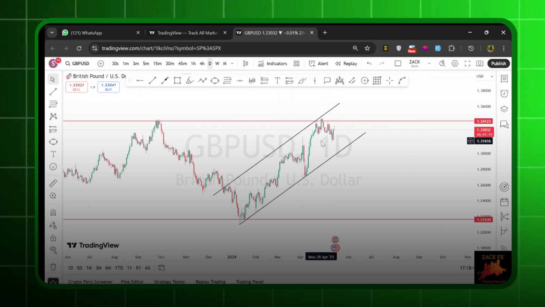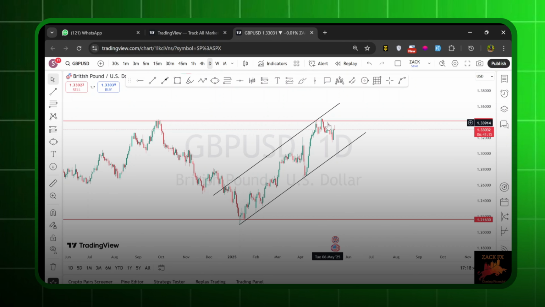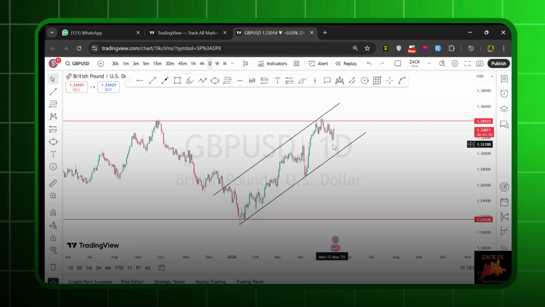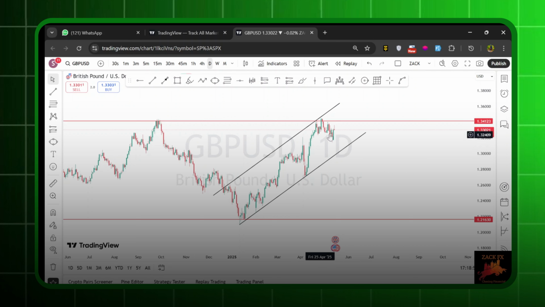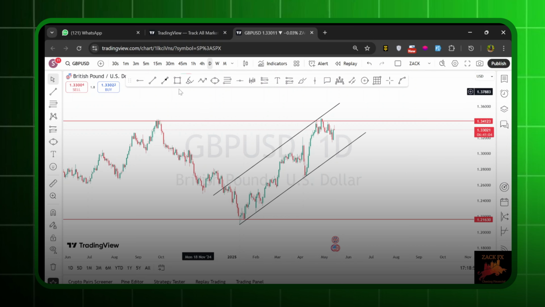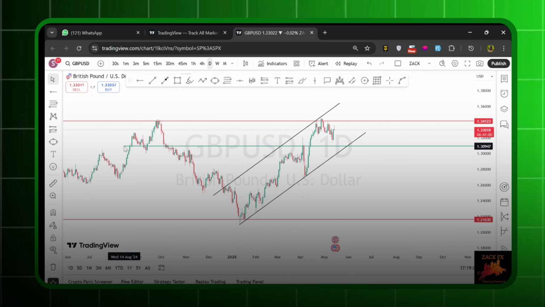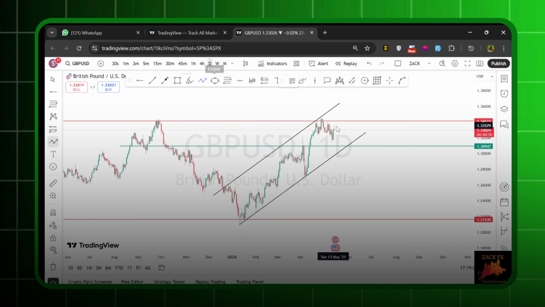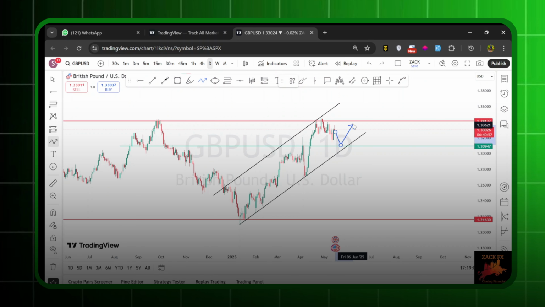All right, as you can see, we have this particular channel. This is an ascending channel. For now, we have not broken out of it. We are still inside that channel. Price is still playing around this particular zone, but the way I see it, it is most likely to maybe come down and then bounce off.